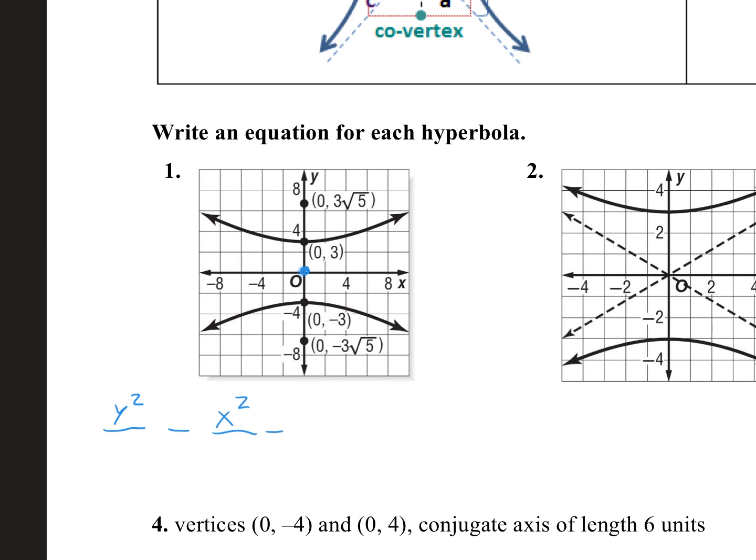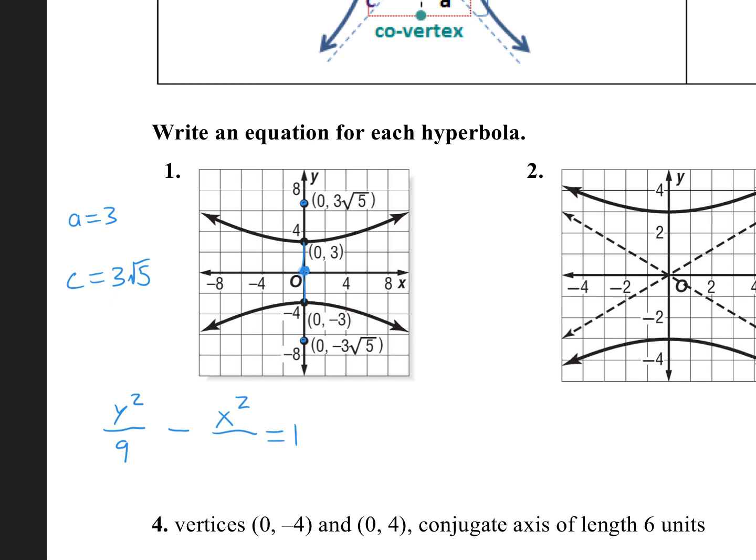And we'll figure out the denominators now. All right, so from the center, it goes up 3 to get to the vertex, or you could say it goes down 3. We square that distance and we get 9. All right, now they don't give us the co-vertices, but these points inside those curves, those are the foci. All right, so because we went 3 to get to the vertex, A is 3. The foci are 3 rad 5 away from the center.